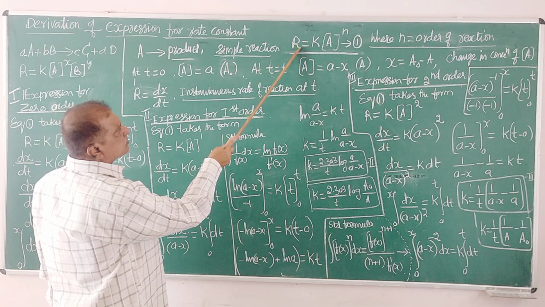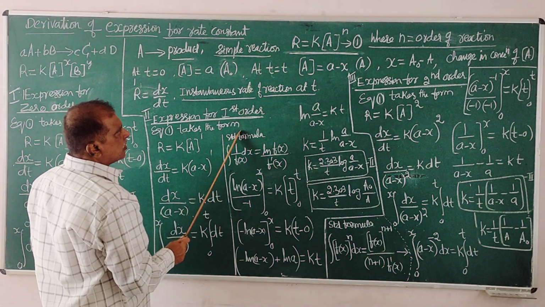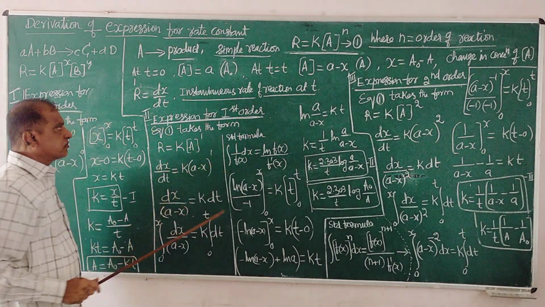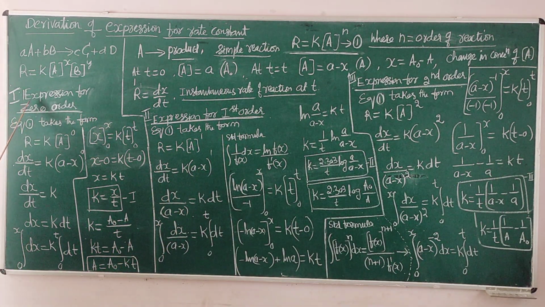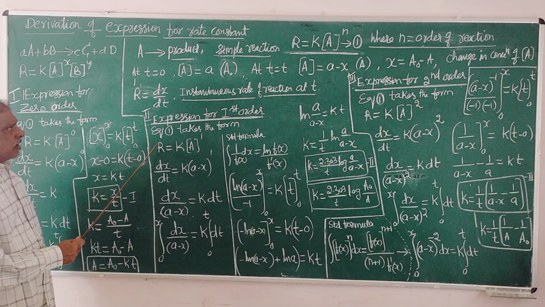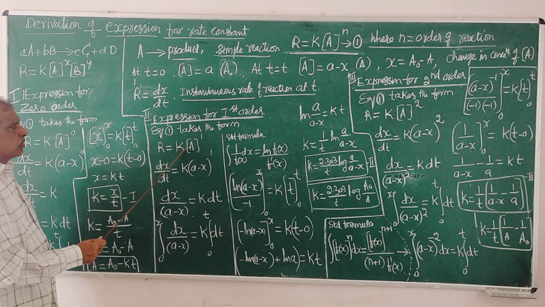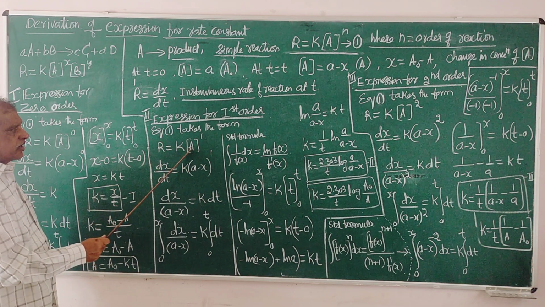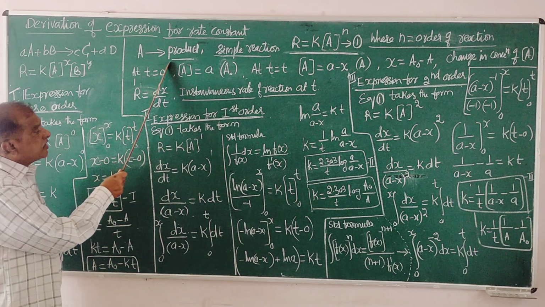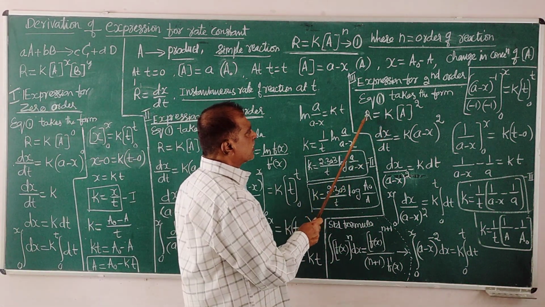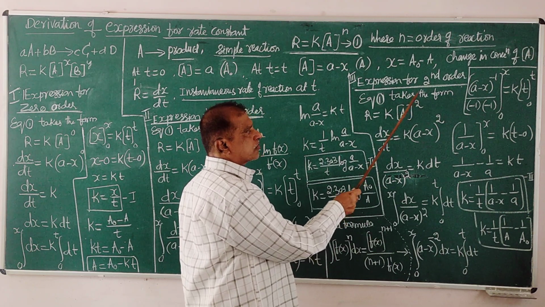Let us write this expression for zero order, first order and second order, the same equation. For the derivation for zero order, the equation takes the form rate of reaction equals K into concentration of A to the power of 0. If it is a first order reaction, the equation takes the form R equals K into concentration of reactant to the power of 1. If the reaction is second order, we take this form: rate of reaction equals rate constant into concentration squared.